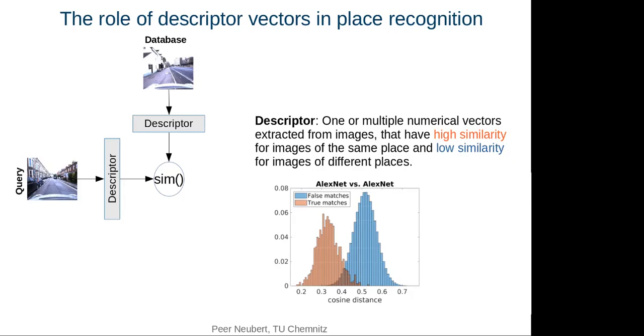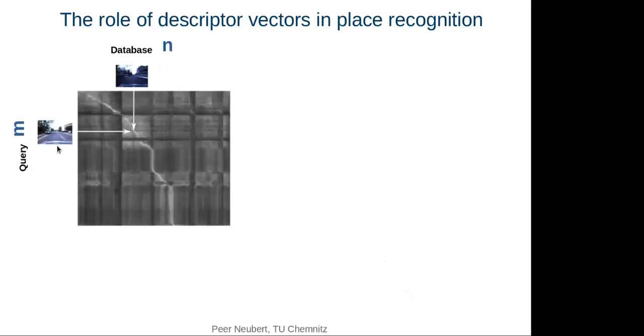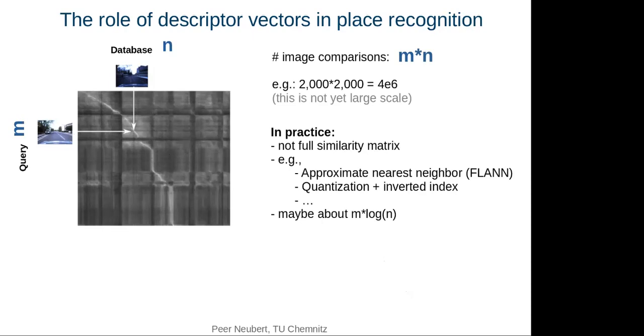Okay, but let's stick a little bit to the role of descriptors. Let's assume we have a set of n database images and m query images, and we compute all those similarities. Then we have this kind of similarity matrix. If we have sets of size m and n, for example, 2,000 images in each data set, we have about 4 million comparisons in this similarity matrix. And this is not yet large scale, but we will see quite soon that this already imposes some constraints on what we can do and what we should not do.